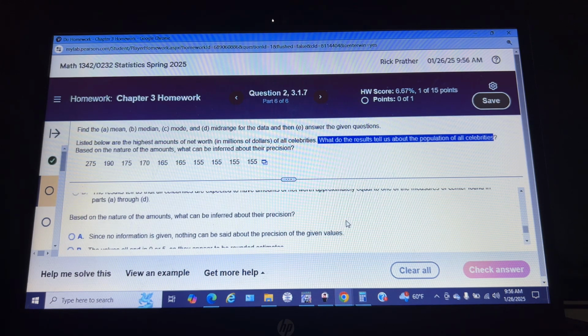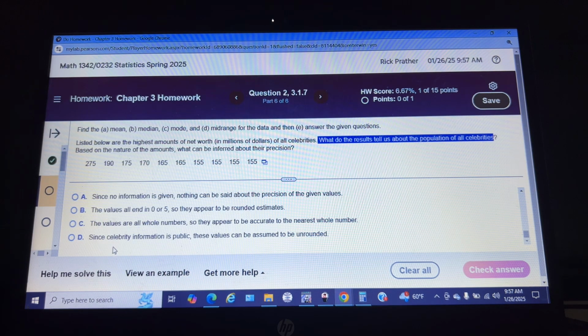So I guess there's another question about any problems with this. Based on the nature of the amounts, what can be inferred about their precision? See, this is another thing. I think we saw this in an earlier chapter too when we were doing one of those charts. See how every number ends with a 5 or a 0? That's usually when people estimate what their net worth is instead of actually calculating it.